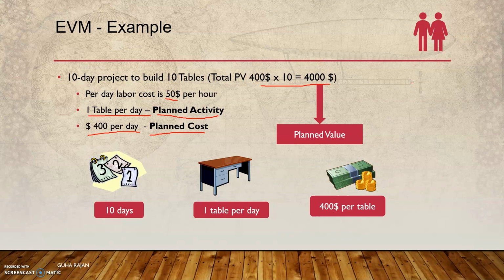So you have the planned value. Assume this is what is agreed between you and the client, and this is the baseline. You have an activity, that is one table. So it is a 10-day project, one table per day, and the planned cost is 400 per day. That is what is planned. 4,000 is the total budget. If you take it as a project, this needs to be the baseline, meaning you agree with the client that this is what is going to happen. You employ the resources to construct.